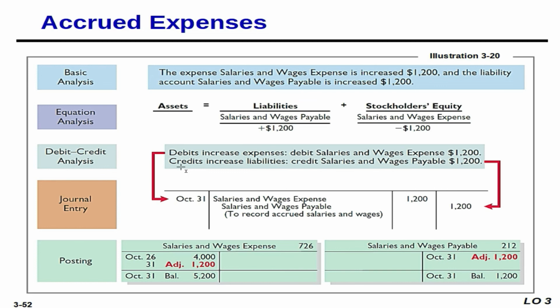Anyways, debit and credit analysis. Debits increase expenses, so we debited salaries and wages expense. Credits increase liabilities, so we credited salaries and wages payable. Okay, and that's it, as you see in the journal entry here. The journal entry is very important because it takes care of all of this analysis.